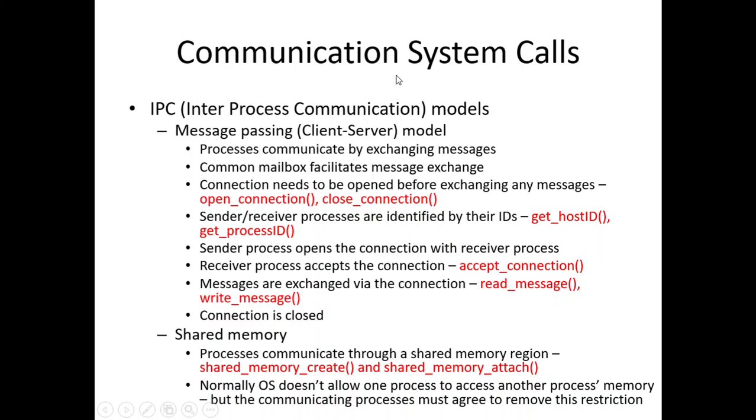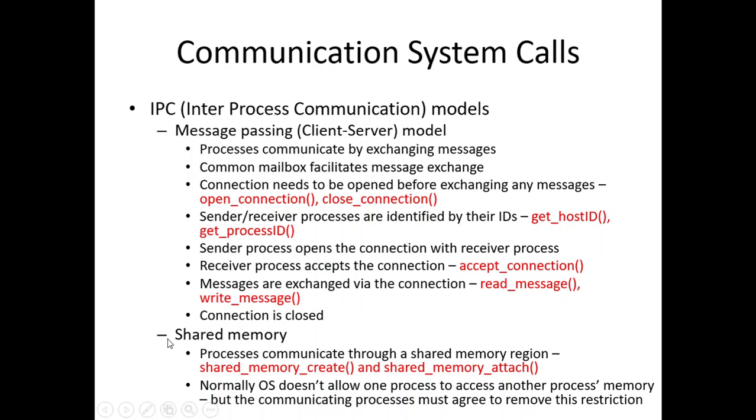Now assuming there are multiple processes in the system, process P1 wants to communicate with process P2. In order to identify process P2, there must be some ID associated with it, which P1 should know. We can know the process IDs by making use of the get process ID system call. Similarly, in case one computer wants to talk to another computer in a network, we have the get host ID system call. Once the connection is set up, messages can be exchanged using the write message and read message system calls. And once the communication is done, we can close the connection by calling the close connection system call.